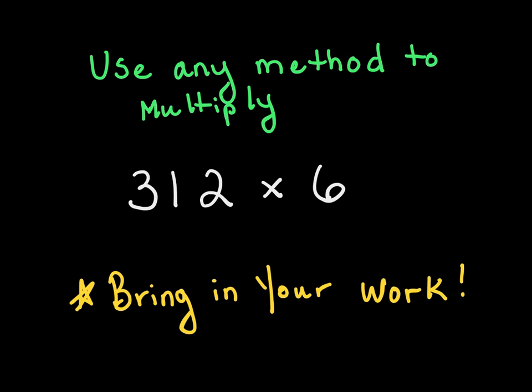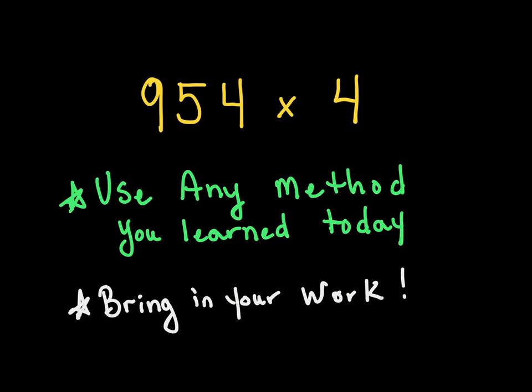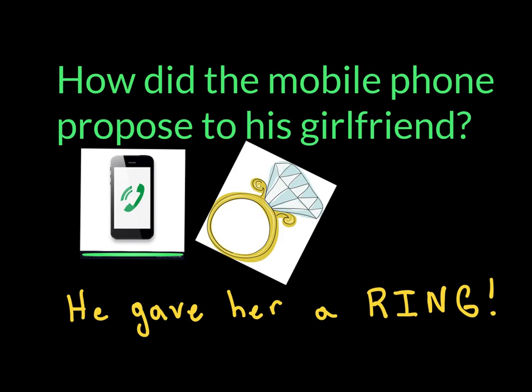Use any method that you learned today to multiply 312 times 6. And, of course, bring in your work tomorrow. It would be kind of cool to see if you can check your work by using another method. Just great practice. 954 times 4, and use any method that you learned today. And of course, I want to see your work tomorrow and try to see if you can check it with another method you learned.